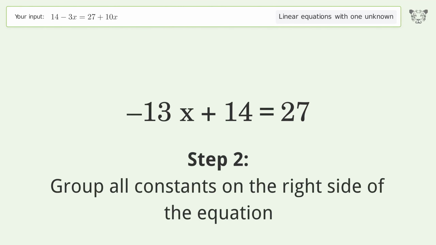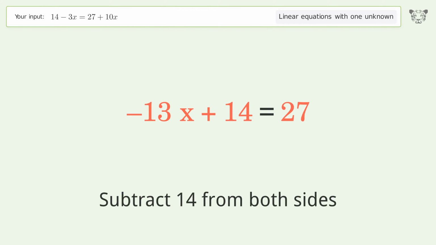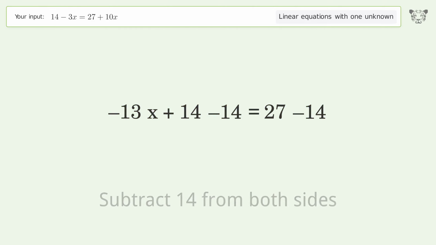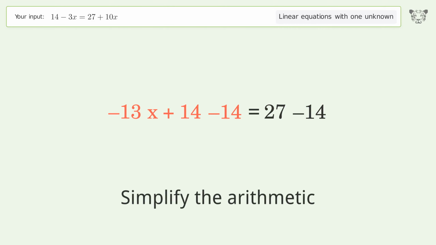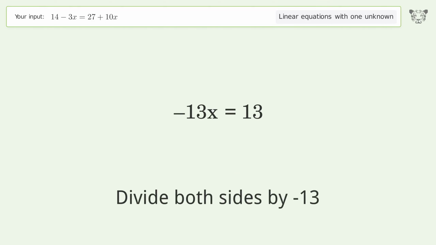Group all constants on the right side of the equation. Subtract 14 from both sides. Simplify the arithmetic. Isolate the x. Divide both sides by -13.